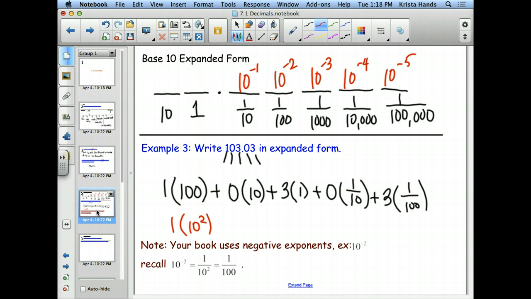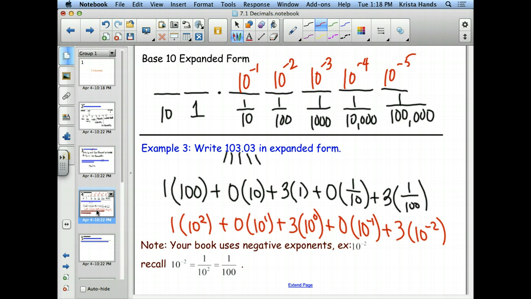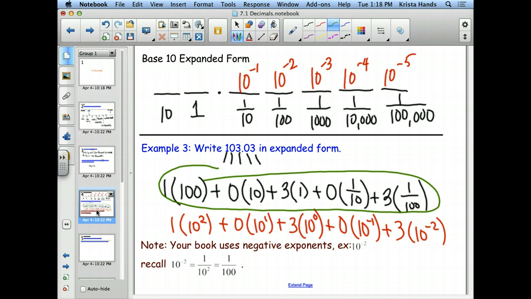But they're definitely going to write that as 10 squared. They're going to write this as 10 to the first. They're even going to write the number 3 times 10 to the 0, because that's actually a power of 0. Can give me back a 1. They're going to write this one as 10 to the negative 1, and this one is 10 to the negative 2. So that's what you're going to see in the back of the book, but I would prefer that you leave it like this. Okay, and that's what this note here at the bottom is referencing, what your book's going to do.